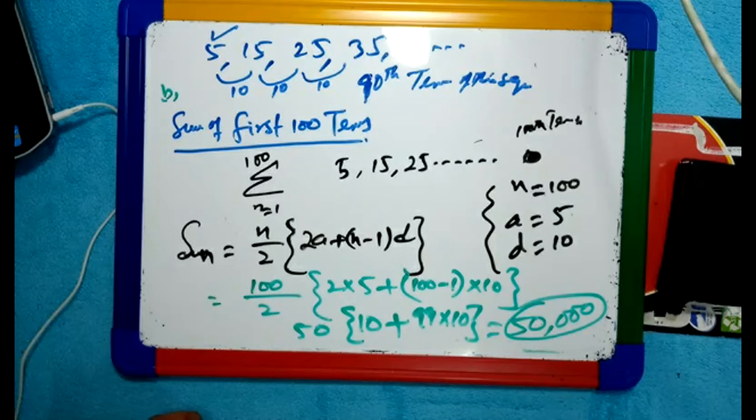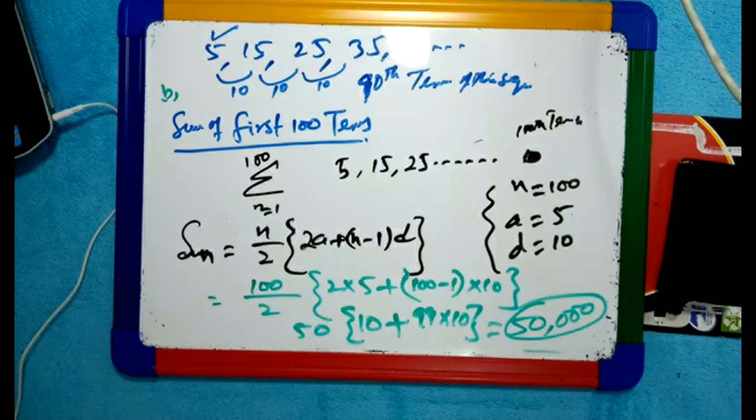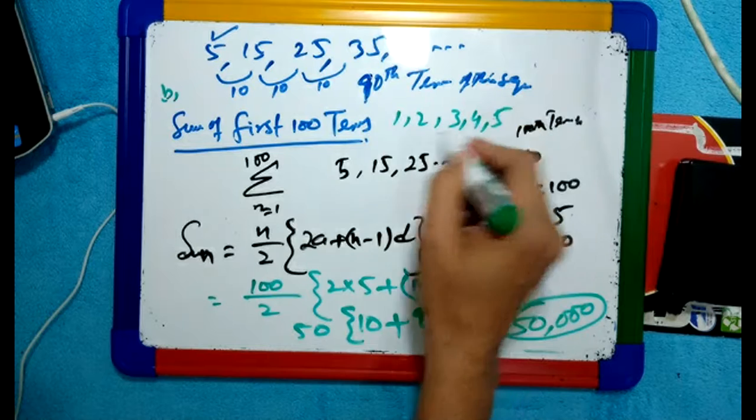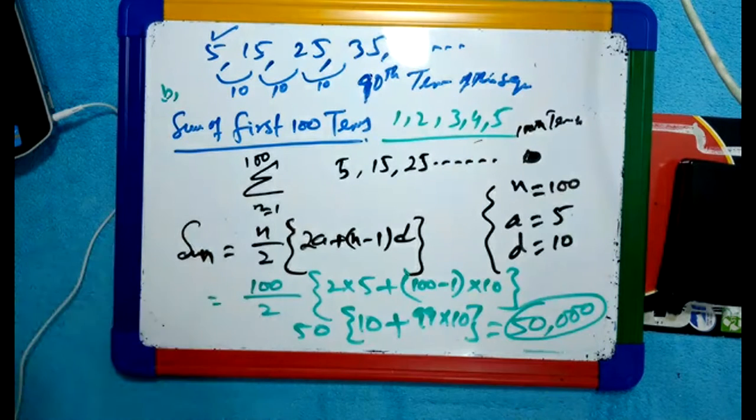So 50,000 is the total answer for the sum of the first 100 terms, where the first term is 5 and the difference is 10. Got it? Okay, if I say calculate the sum from 1 to 5: 1, 2, 3, 4, 5. Now tell me what is the answer if you sum up all these numbers.